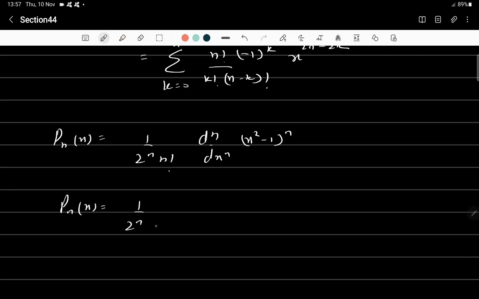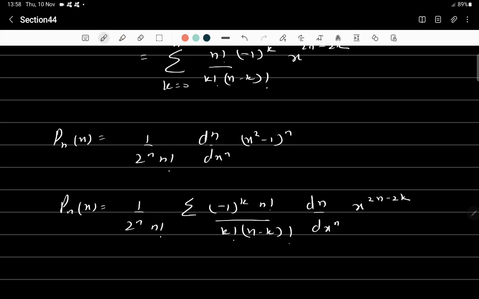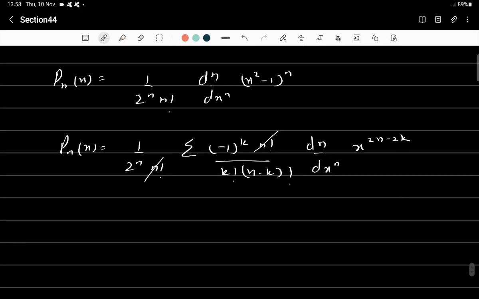So your Pn(x) would be 1 by 2^n n factorial, summation (−1)^k, n factorial over k factorial (n − k) factorial, and n times differentiation of x^(2n−2k). Now n factorial would cancel out. And if you differentiate, the power is 2n minus 2k, so you just need to differentiate x^(2n−2k). When you differentiate it, you will have the first term as (2n − 2k), then (2n − 2k − 1), and so on. And if you multiply and divide the numerator by (n − 2k) factorial, this is 1 by 2^n summation (−1)^k.